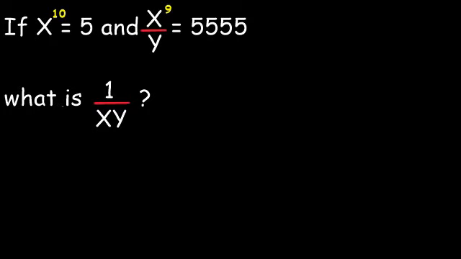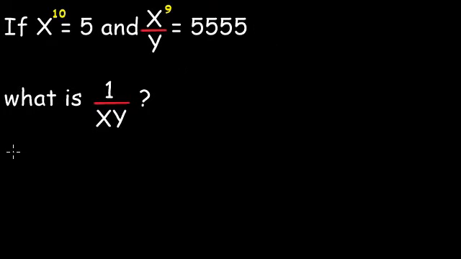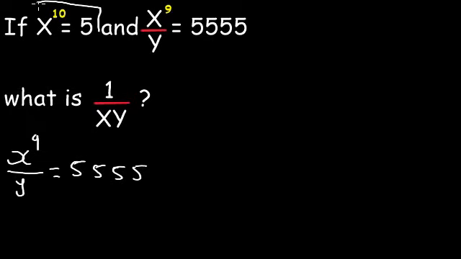By the way, feel free to pause the video and try to check this question out yourself, and after that you can unpause it in order to see the solution. So what are we to do in the first place? Let's focus on this side of the equation. It says that x raised to the power of 9 all divided by y is equal to 5,555. However, we are given x raised to the power of 10 to be equal to 5, a constant value.